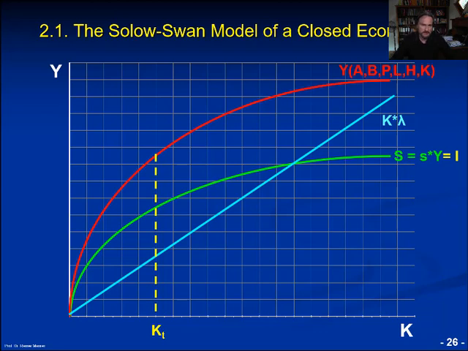So far we have derived the position and the shape of the macroeconomic production function, this red curve here, the savings or investment function, this green curve here, and the depreciation curve, this bright blue straight line here.